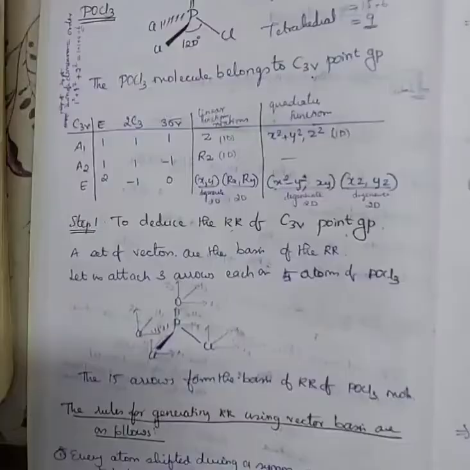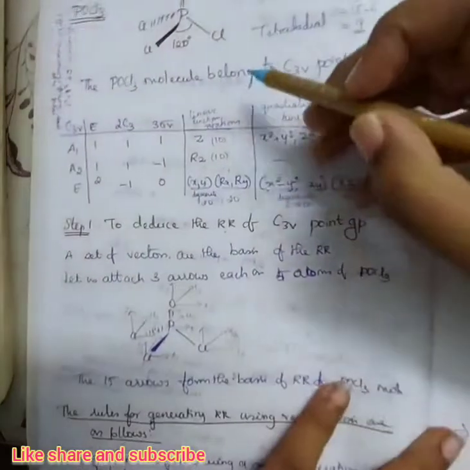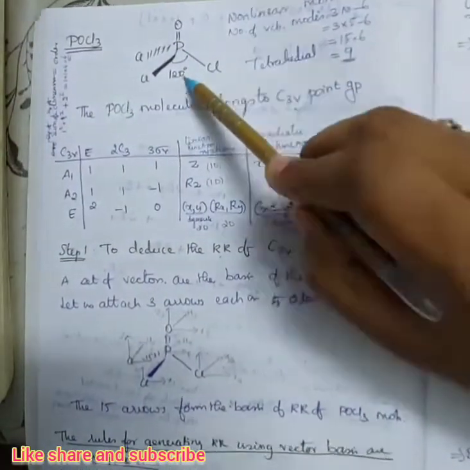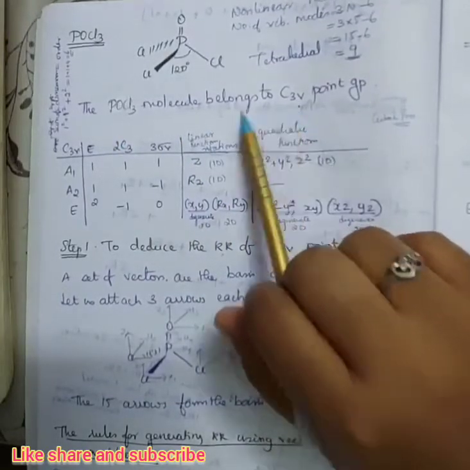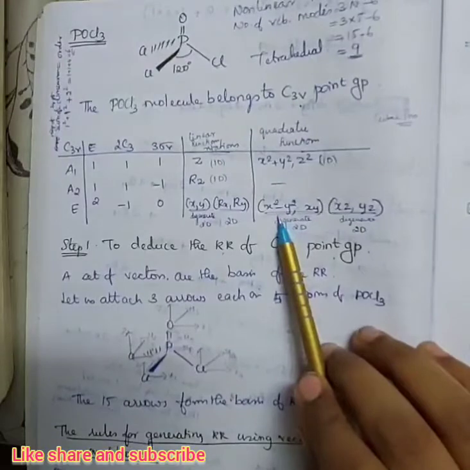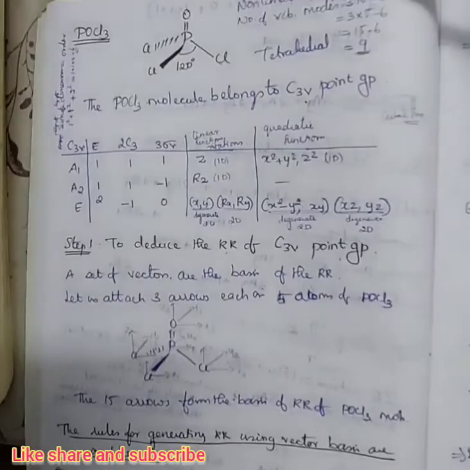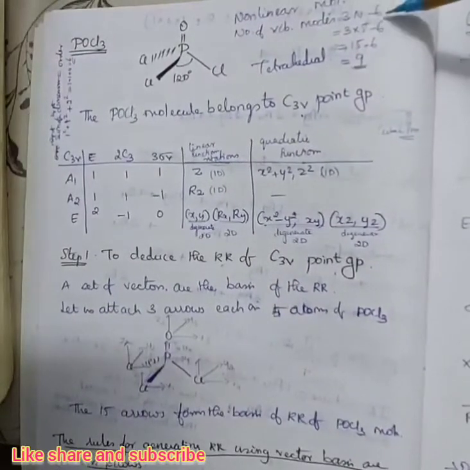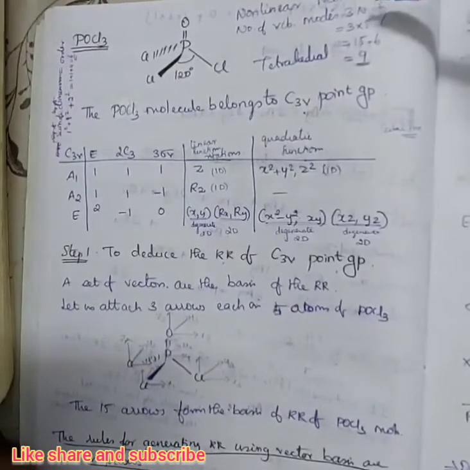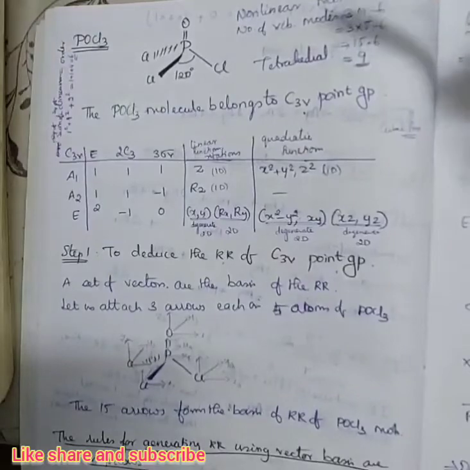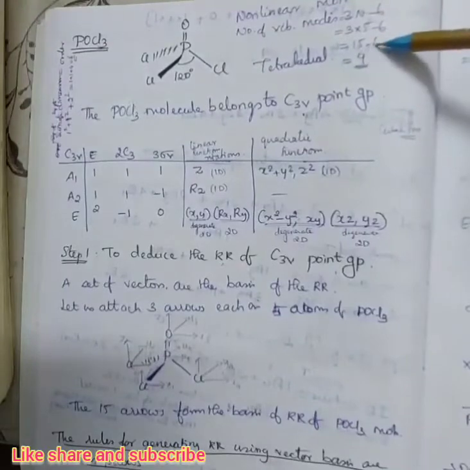So let's get started. Here in this video we are going to see the next example, POCl3. Here you can see the structure of POCl3 and it is a tetrahedral structure. The POCl3 molecule belongs to the C3v point group and this is the character table of the C3v point group. First we have to calculate using the equation 3n minus 6 how many modes of vibration are possible for this molecule. So 3 into n minus 6, where n is 5: 1, 2, 3, 4, 5. So 3 into 5 minus 6, 15 minus 6 is equal to 9.